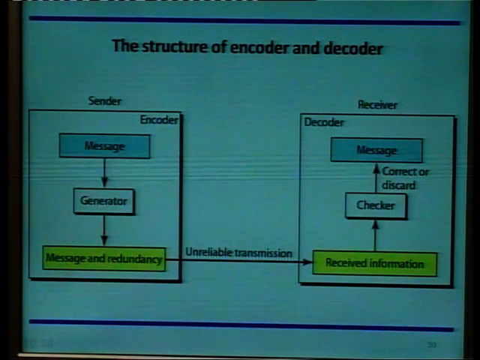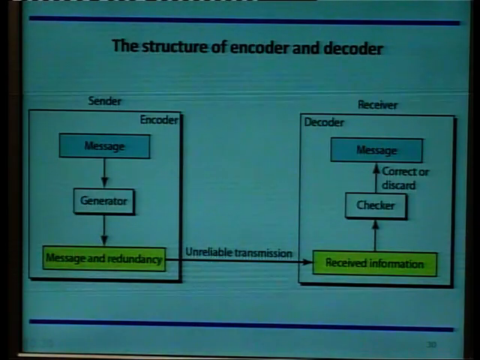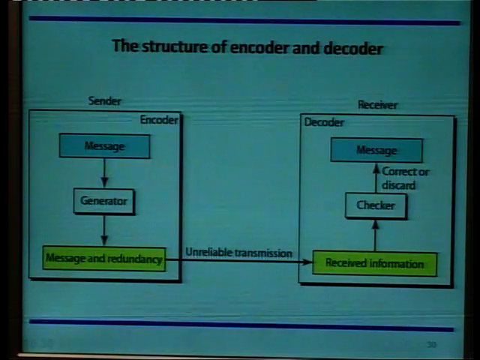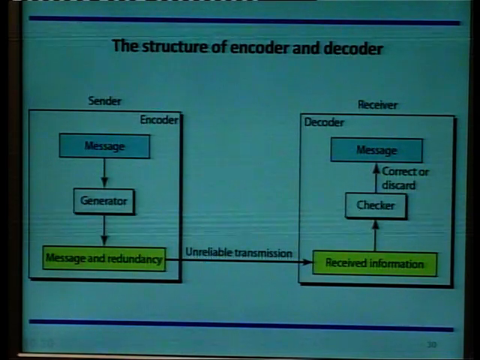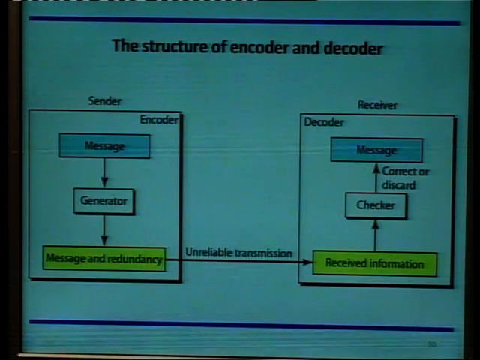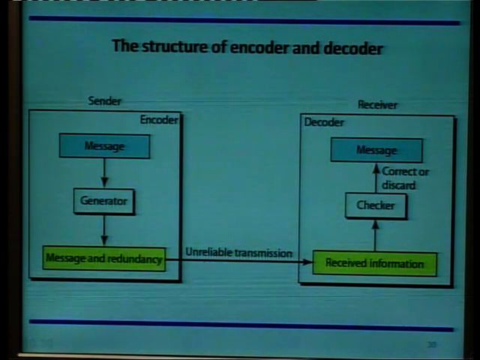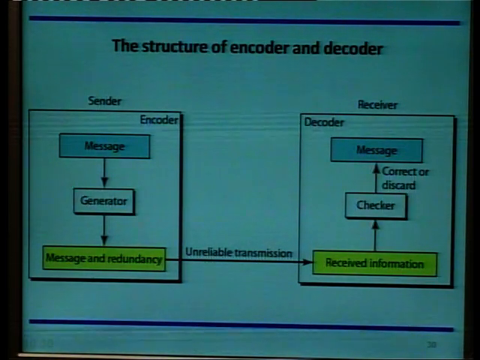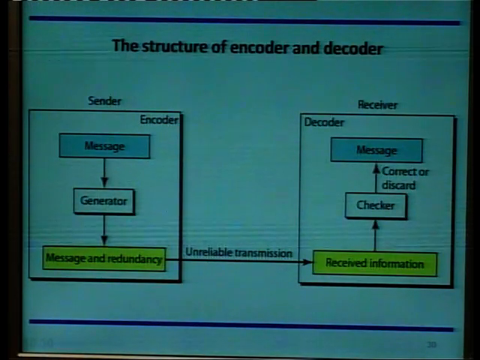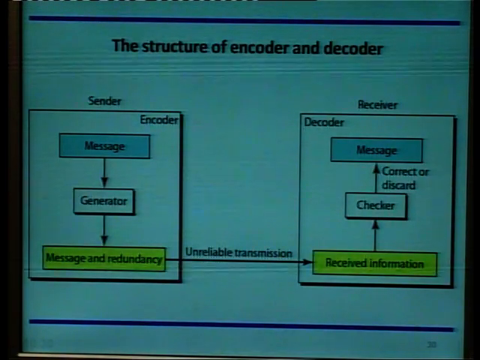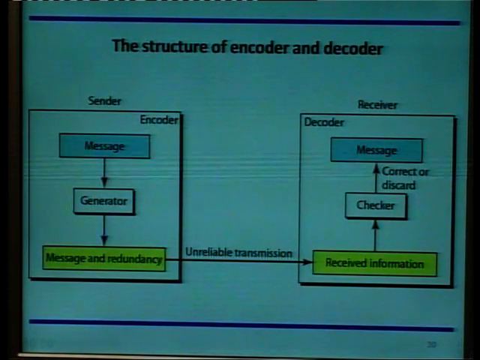The message will be encoded, and some generator function will be used to add redundancy, or some bits, to the original message. That redundancy will help at the receiver side to check for errors, and if there is an error, then that particular frame or data is discarded and retransmission from the sender is requested. Now at the sender side there is an encoder, a message generator, and the message with redundancy is transmitted on an unreliable transmission, because communication paths are always unreliable. Noise can be introduced because of many factors.